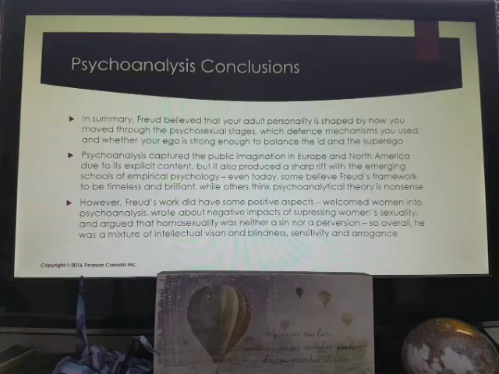Psychoanalysis, of course, captured the public imagination in Europe and North America due to its explicit content. A lot of this stuff, talking about sexual urges in children, was very controversial and very flashy, so it definitely captured the public interest, but it also produced a sharp rift with the emerging schools of empirical psychology. It was very unscientific in a lot of its methods. Even today, some people believe that Freud's framework was timeless and brilliant, while others think psychoanalytical theory is nonsense. And just a few things to point out, there was very little empirical support of any of these components of his theory.